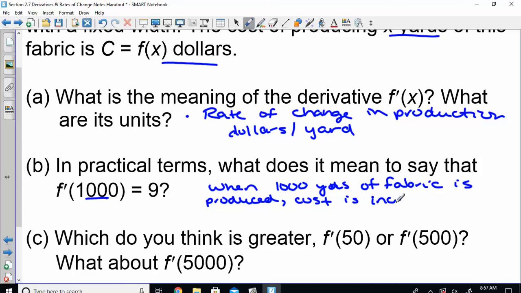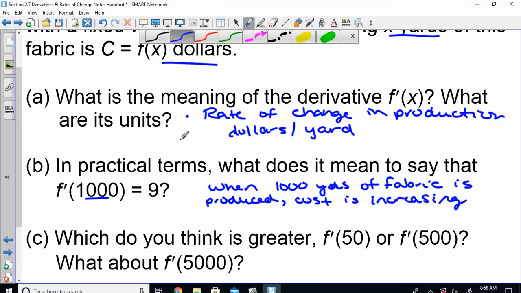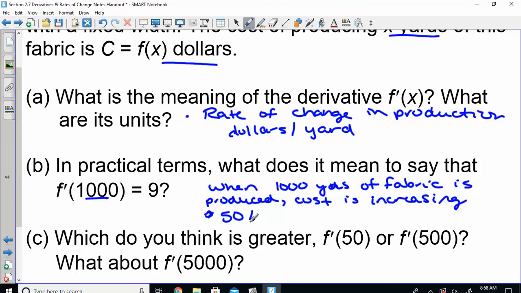is increasing. Why do I know it's increasing? Because it's positive. So it's increasing $50 per yard. Okay. Not 50. Where did I get 50 from? Oh, I looked down below. Yeah, sorry, sorry. $9 per yard. Were you guys completely confused for a second?